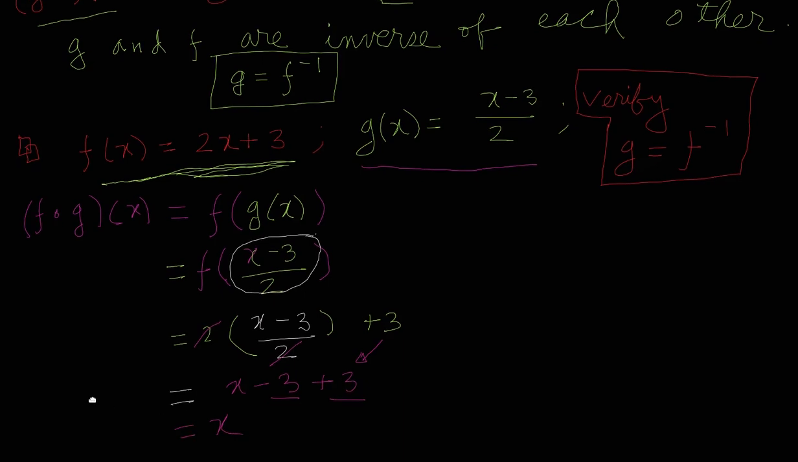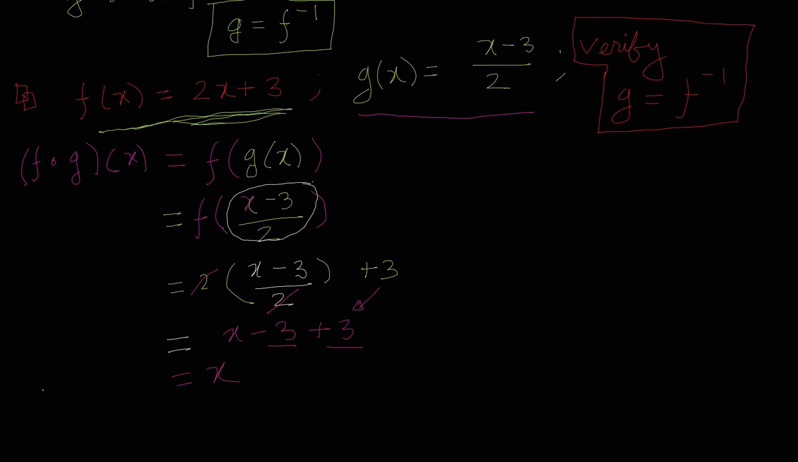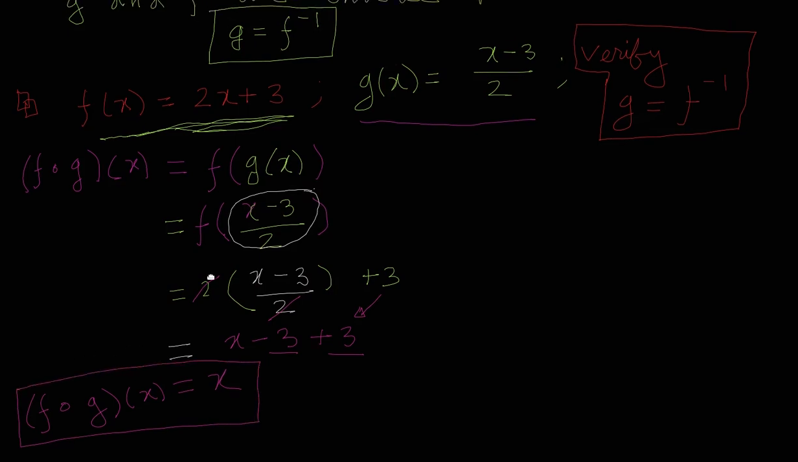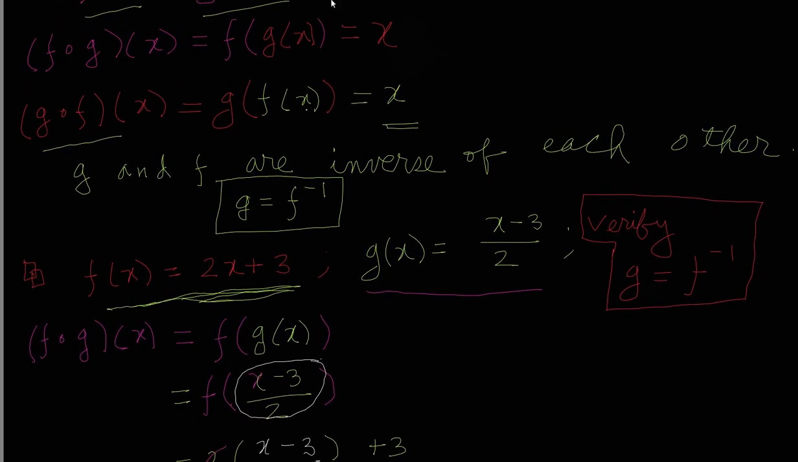So what I found is that the composition of function f with function g is equal to x. So I am able to prove actually only the half portion here. What I am able to prove is this portion, that the composition of function f with function g equals x.